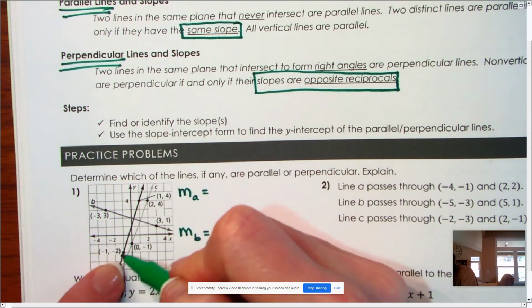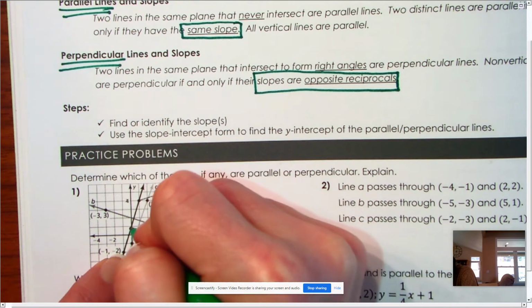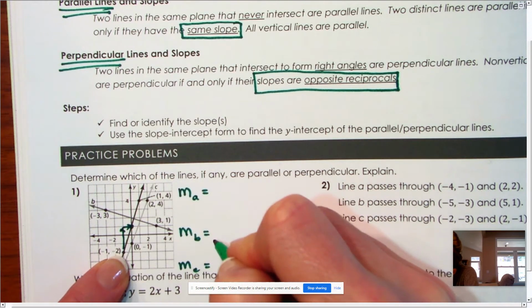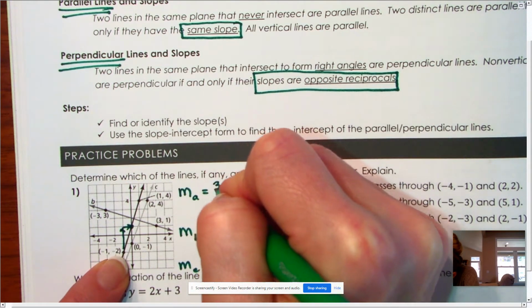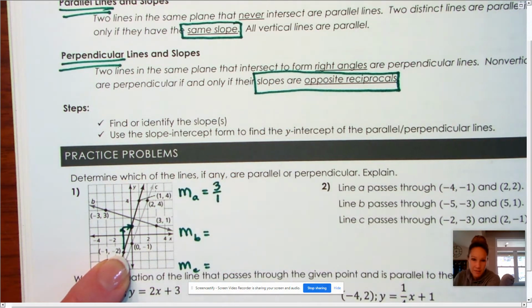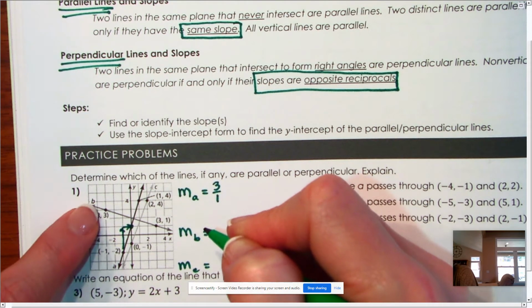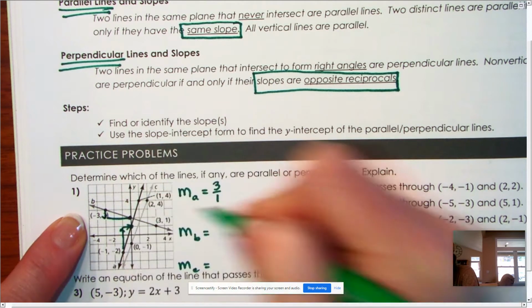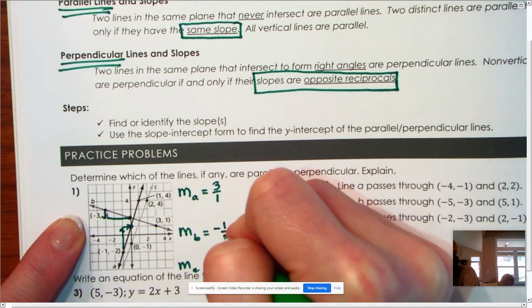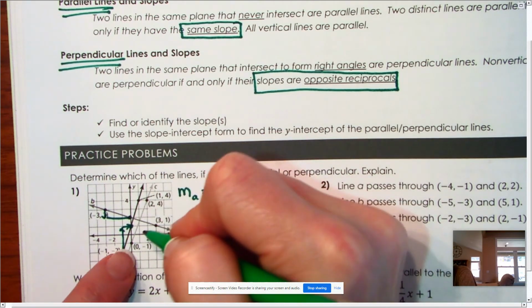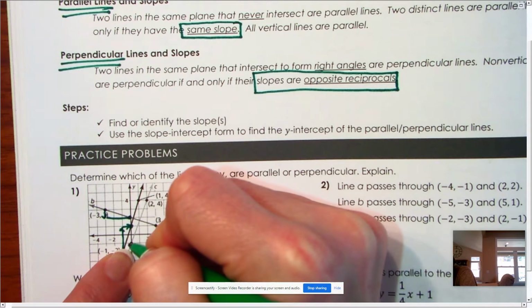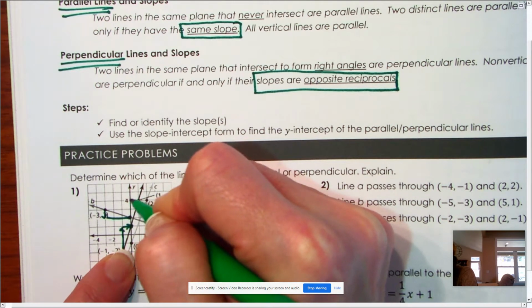So for line A, I went up by 3 over by 1. And it was positive, so I want to fill that in there as positive. For slope B, I went down by 1 over by 3. For slope C, it doesn't cross again until I get to that point, so I went up by 5 over by 2.